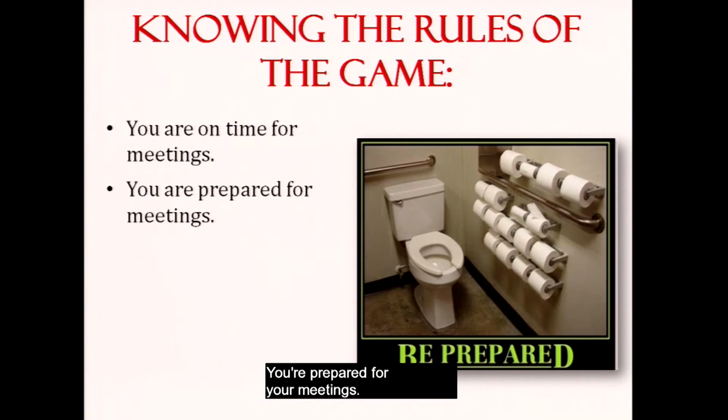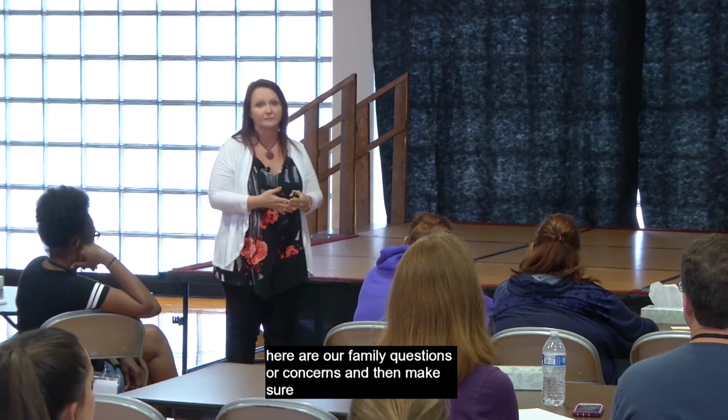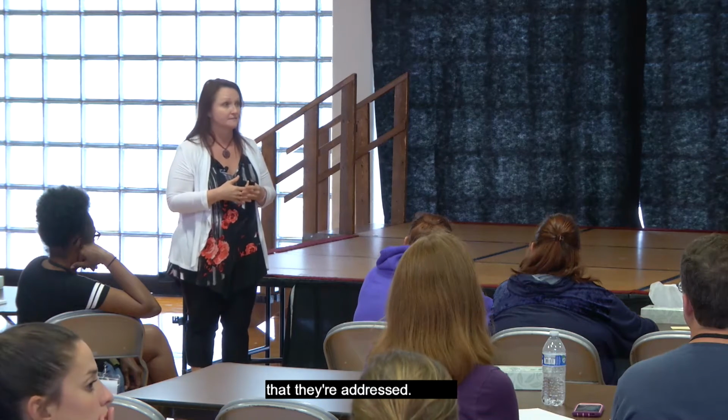You're prepared for your meetings. You should have a written document in front of you of the things that you want to accomplish in that meeting. Have it written down and make sure that you go through each and every one of them. What will happen sometimes is they go to their number 1 and they succeed, and they're doing a happy dance and they forget about the other 4 things that they want to accomplish. Make sure that you as a parent have your list of items. Be willing to share it with the rest of the team if you want to. Here are our family questions or concerns, and then make sure that they're addressed.